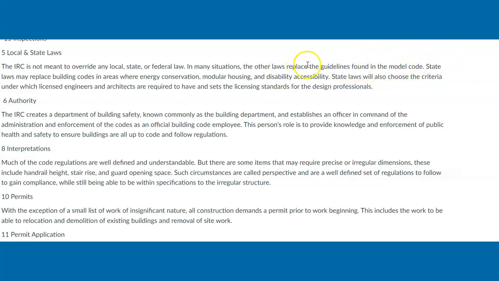Another concept is state laws. State laws may replace building codes in areas. Just say may replace. Because see, it's already about, you don't need to say state laws against. We know it's about state laws. So that's where you can remove that. See, they say state laws twice. So really what you can say is they may replace building codes where energy conservation, modular housing, or disabilities. See? Or they can say they choose under which license engineers are required.